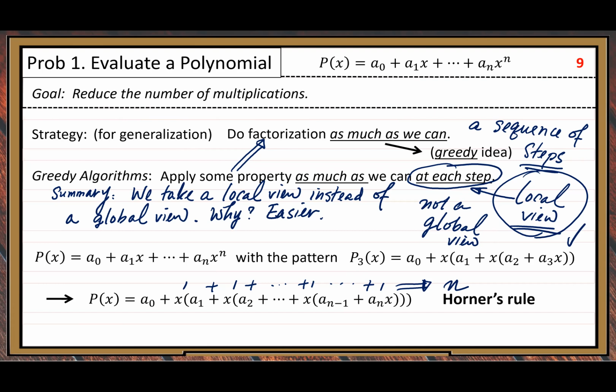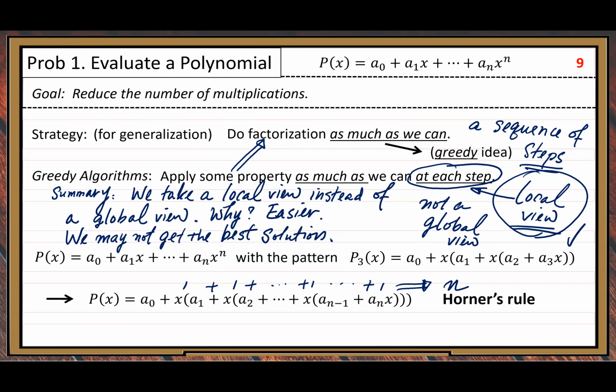We do not need to look at other steps. We only need to look at the current step, the best we can do in the current step. That's much easier, right? But the consequence is that we may not get the best solution. The local view may not give you the best solution. Only when you are lucky can you get the best solution. But it's very normal if you do not get the best solution because of this local view.